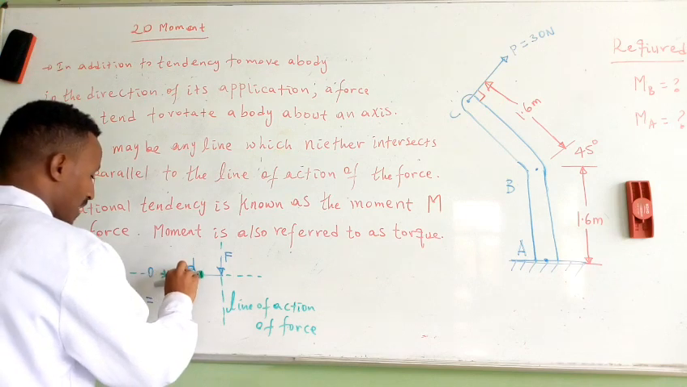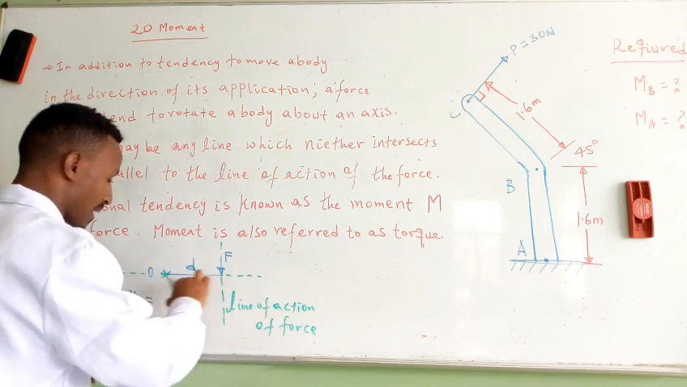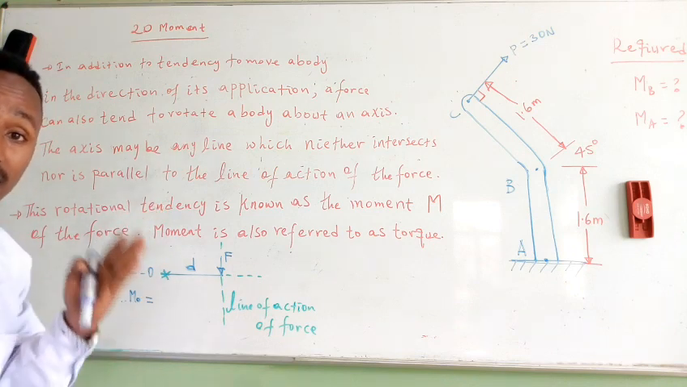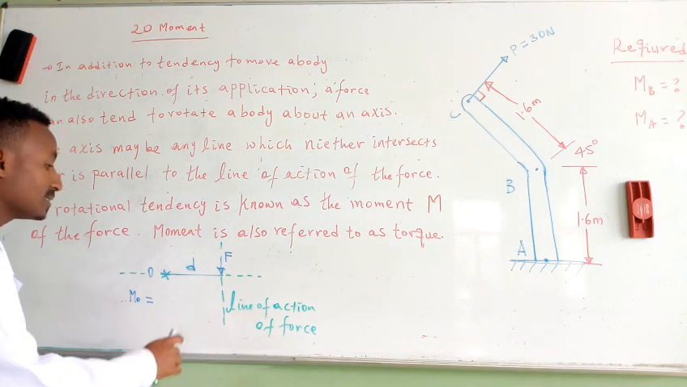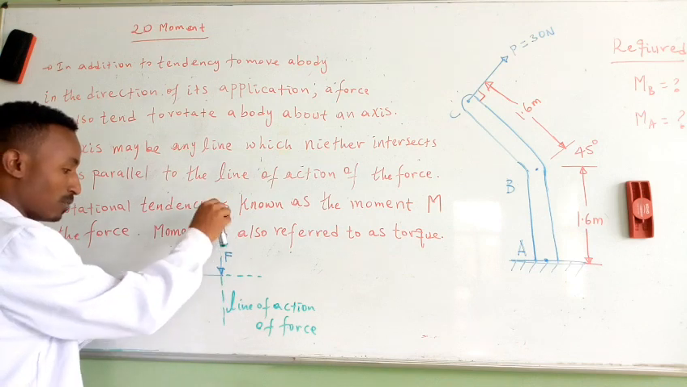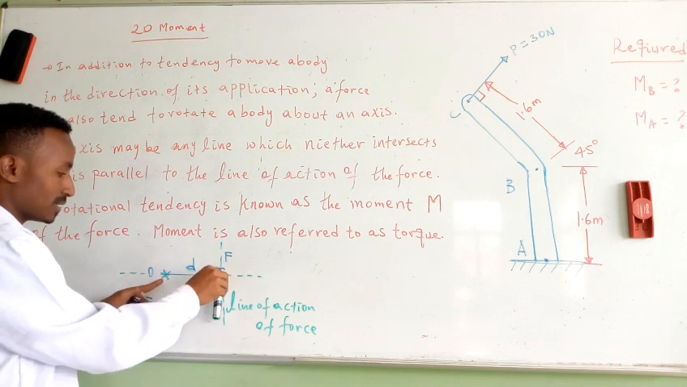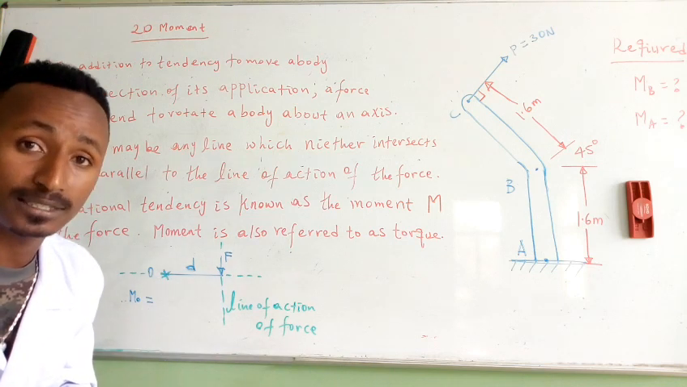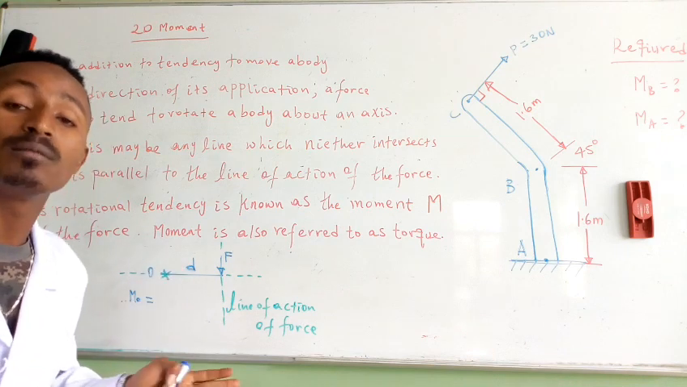The line of action of force and the rotational axis line must not be parallel. The next one is that it must not intersect this origin, point O. If the line of action of force intersects it, there is no d distance. We haven't d distance. If we don't have d distance, the moment becomes zero.